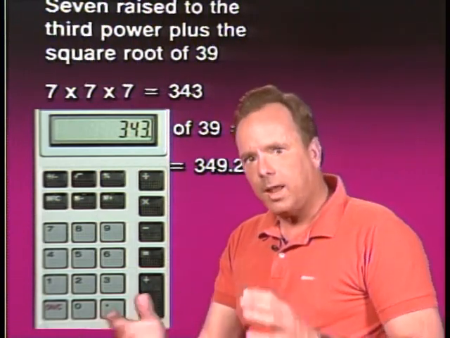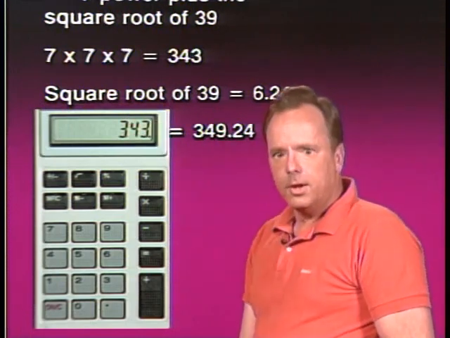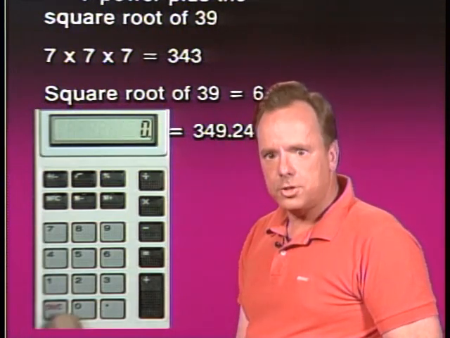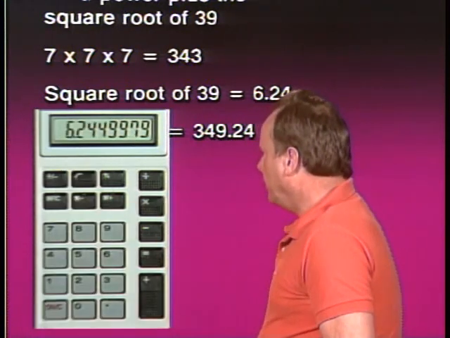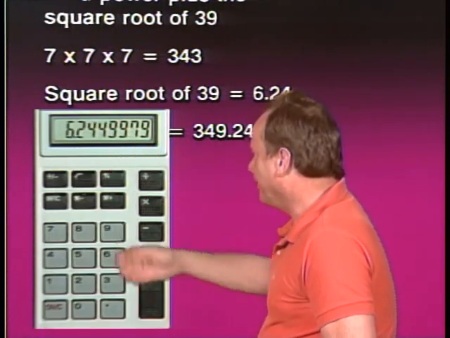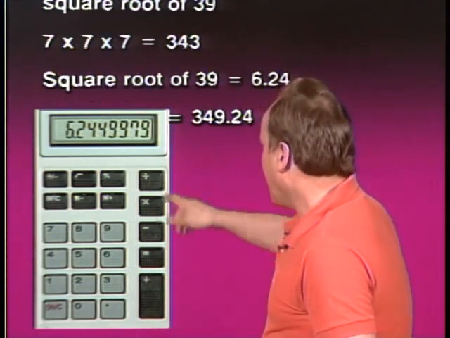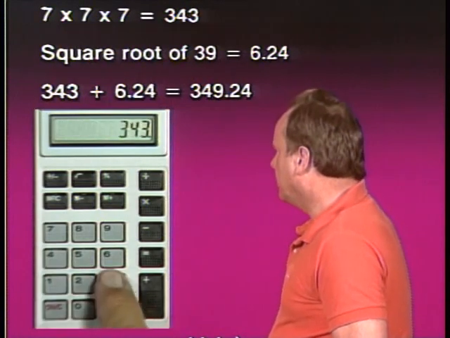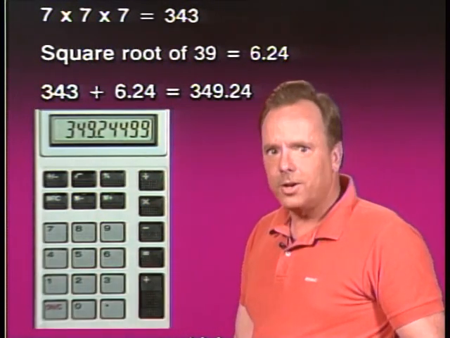So 7 used as a factor 3 times is 343, and that's 7 raised to the 3rd power. Now we want to add that number, 343, to the square root of 39. So all you have to do is take your calculator and punch in 39, and take the square root of it, and we get 6.2449979. Now you keep that number and add 343 to it, and you get 349.24. That's the way you're going to do this on a test.